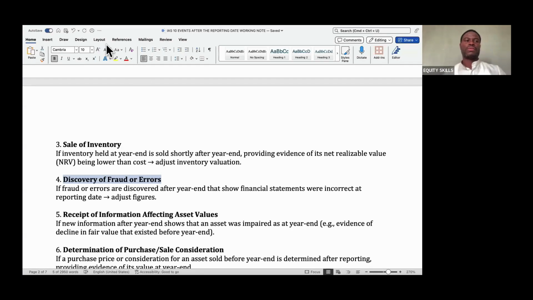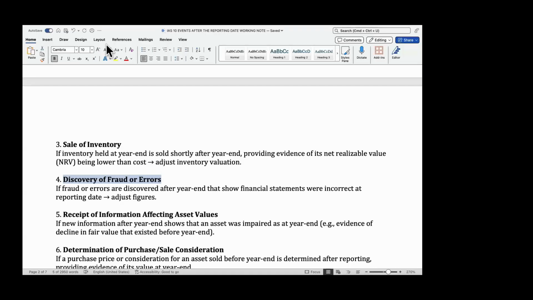Okay, Emmanuel? Yes, go ahead. Yes, sir. Thank you. This adjusting event is limited to when it happens before the authorization date. Now, what if this normal adjusting event actually happened and was discovered after the authorization date? Are we going to leave it? I think no, but I don't know what to do.